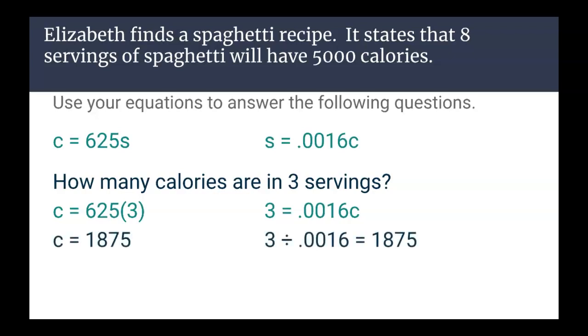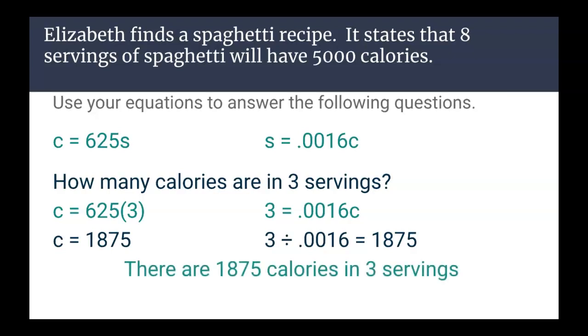If you do the first one, you can just multiply straight across and get 1875. The second one, you're going to have to divide 3 by 0.0016 to figure out what C is. You still get 1875, but I think most of you are going to find that using the equation on the left is more convenient to solve this problem. Don't forget to answer in words. So there are 1,875 calories in 3 servings.